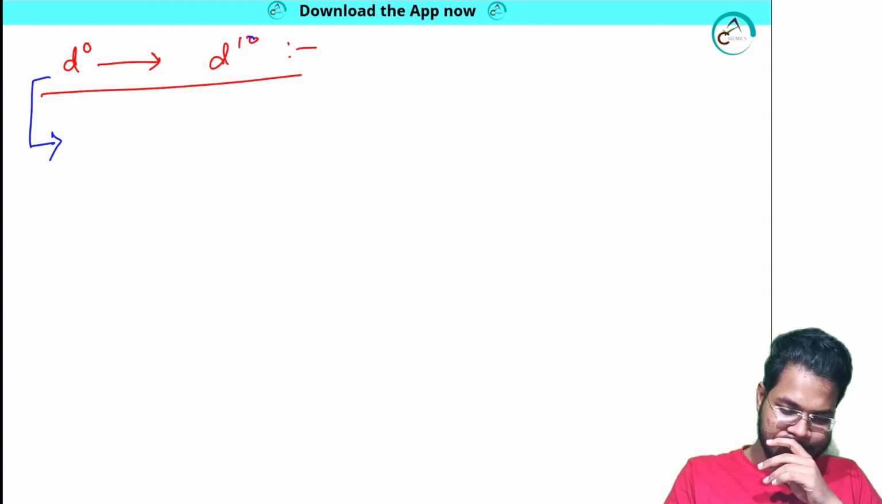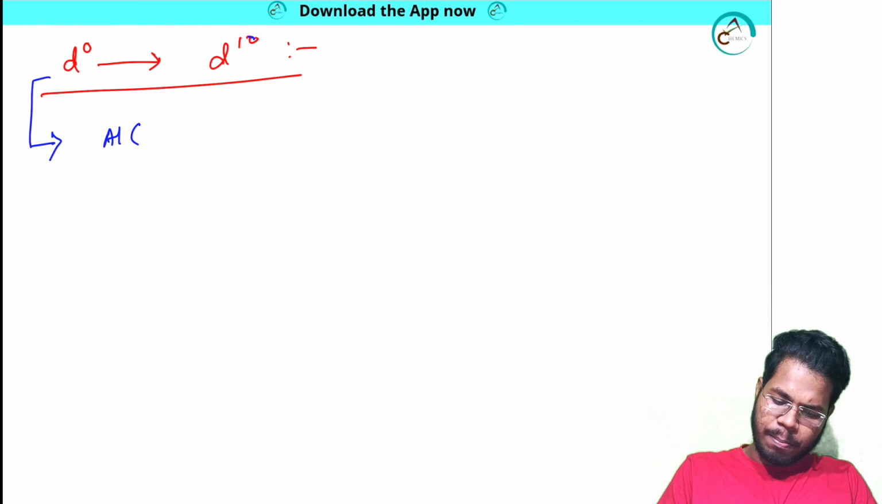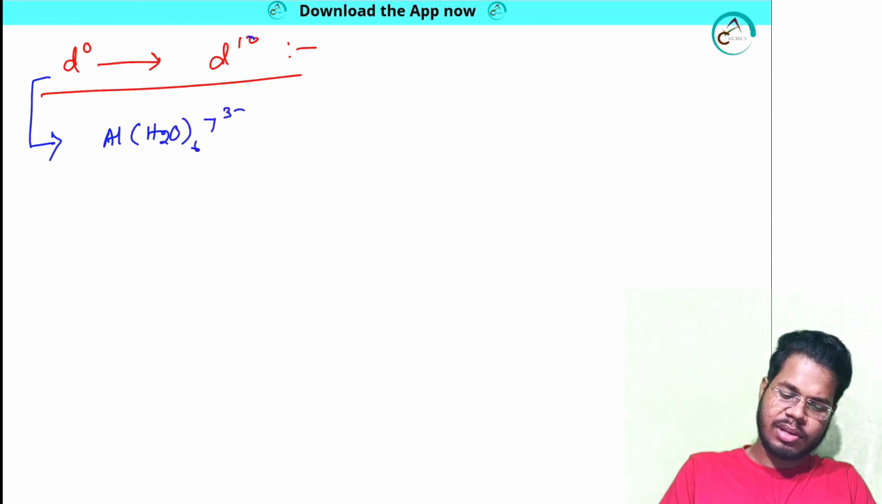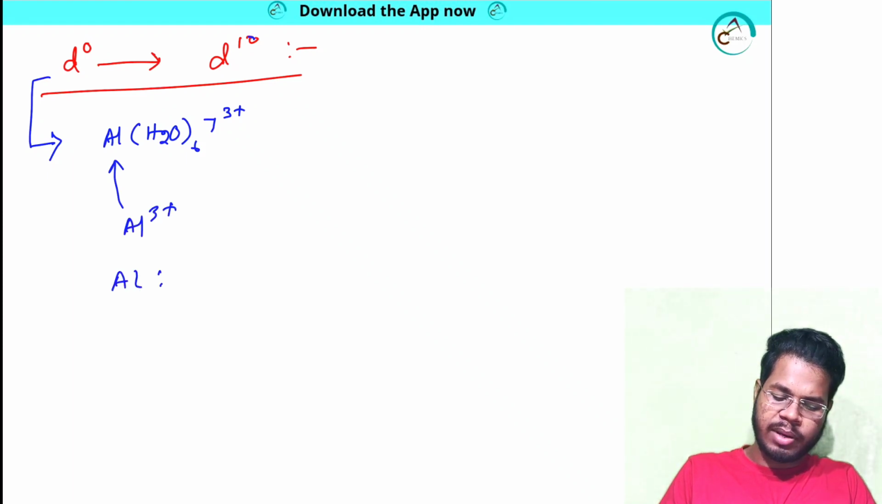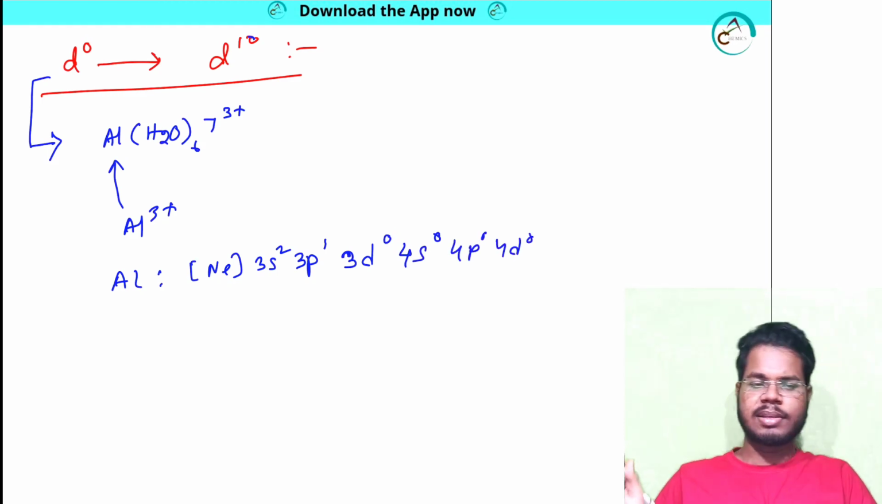d0 is about a complex. Let me take one complex like this, Al(H2O)6 3+. So it is aluminium 3+. You know the electronic configuration of aluminium: neon 3s2, 3p1, 3d is vacant, 3d is 0. Even if you draw the 4s, that will be 0, 4p 0, 4d 0, everything is 0.